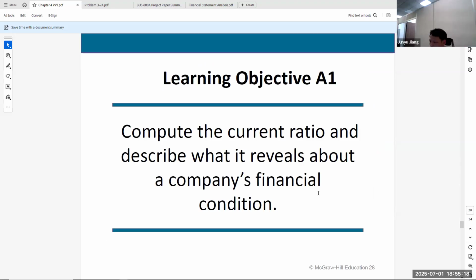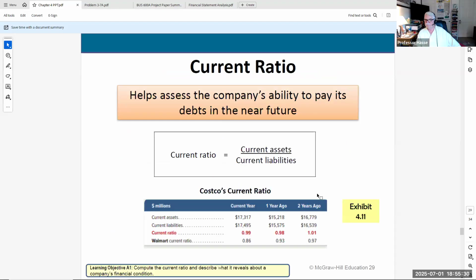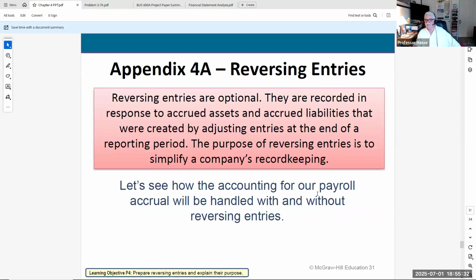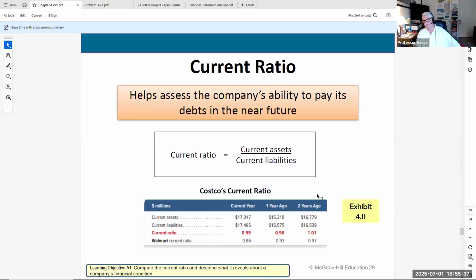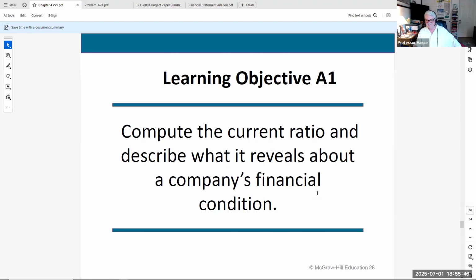The rest of the chapter, you're on your own because it tells you a lot about the analysis in your paper. Current ratio and other entries involved with financial analysis. But I'm going to give you a document that summarizes all this so you don't really have to pay much attention. Another thing about chapter 4 that I did not cover, because this is technically not an accounting class.